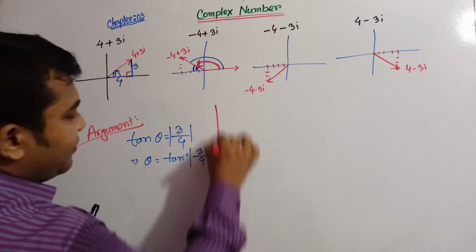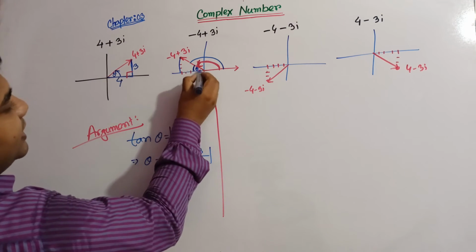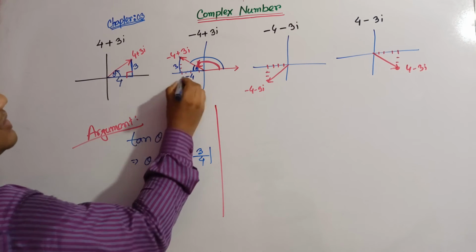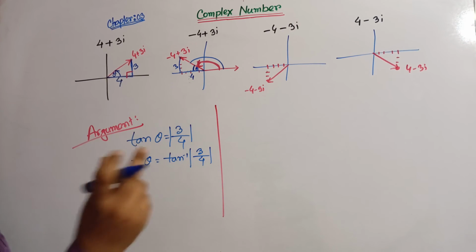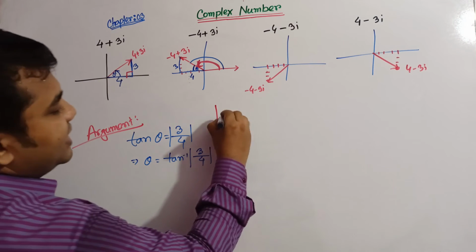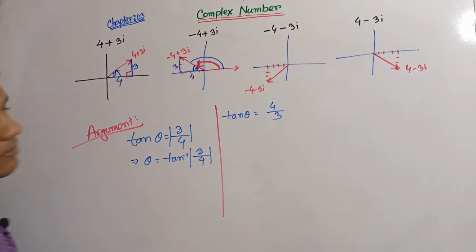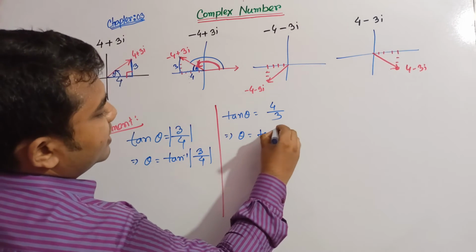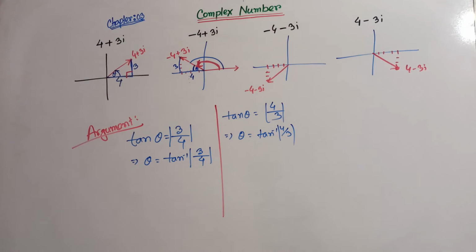How? Okay, from here look at the figure very clearly. This is actually -4 and this is 3, but we can't say this is -4. Why? Because this just denotes the direction, and the distance cannot be negative. So we can say that tan theta equals 4/3. So here theta should be tan inverse 4/3.